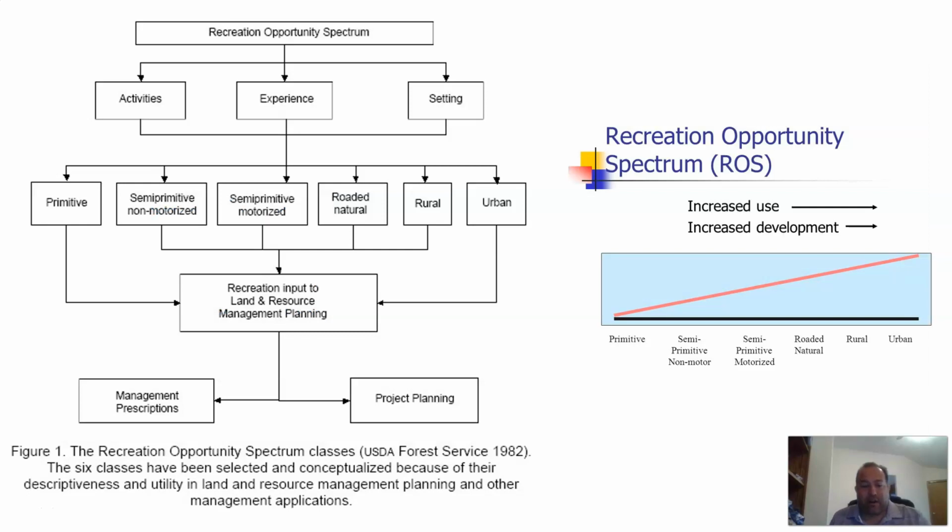And so on the left here in this figure, we have our recreation opportunity spectrum. So it might be an activity, an experience. You might want to choose something just based on the setting. We've got all of our different choices from urban all the way to primitive. They all need to go into our management planning, and then they're either going to come out in our management prescriptions or our project planning. And then on the right here, you can see that we get increased use and increased development as we go from primitive over to recreation in a much more urban setting.